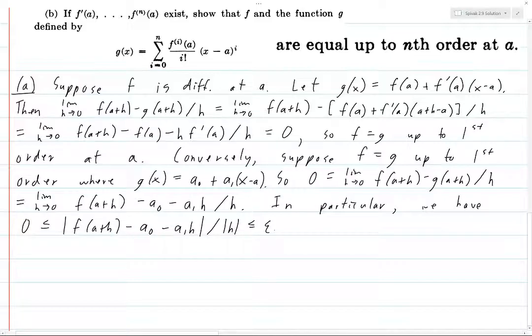And so let's see here. So we have 0 is less than or equal to f of a plus h minus a0 minus a1h. So they're equal to epsilon times h.